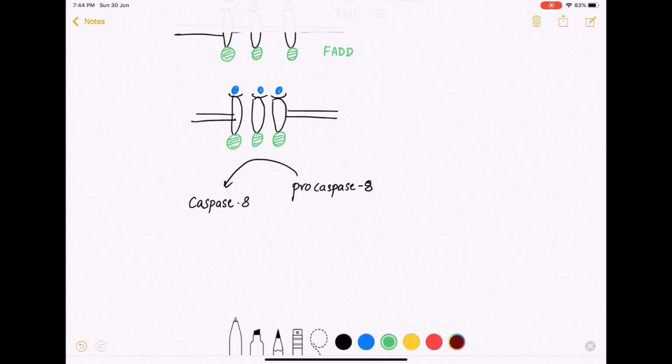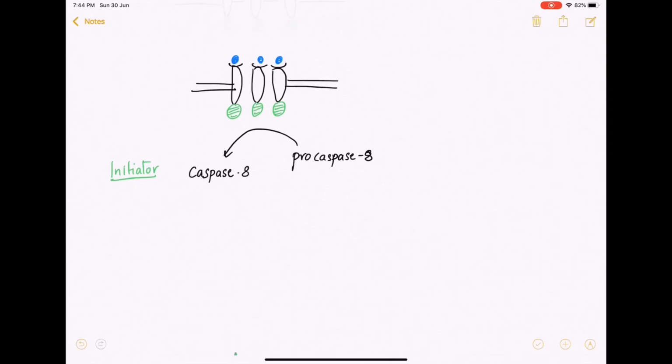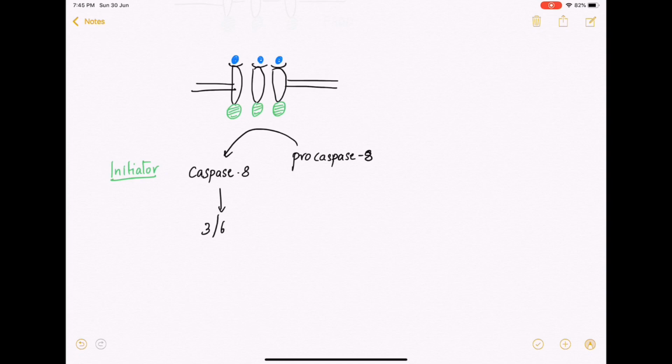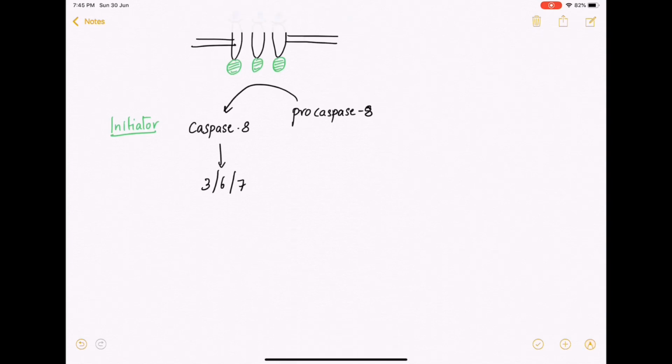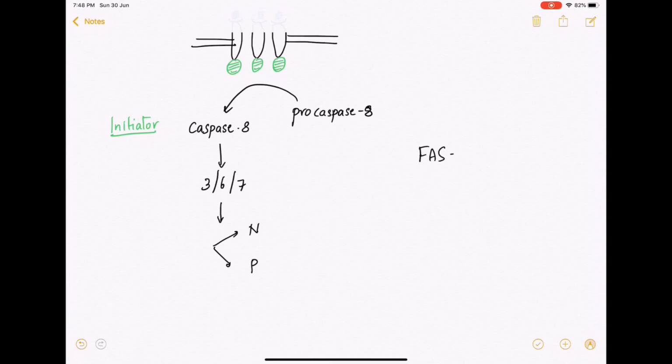So what does that mean? It means that caspase 8 is the initiator caspase in the extrinsic pathway, in contrast to caspase 9 being the initiator caspase in the intrinsic pathway. Now, caspase 8 does exactly what caspase 9 does in the intrinsic pathway. It activates caspase 3, 6, and 7, the executioner caspases. This further activates nucleases and proteases, which bring about degradation of the nuclear material and protein material respectively and bring about apoptosis. A high yield point you would want to know here is that Fas ligand is also called CD95.